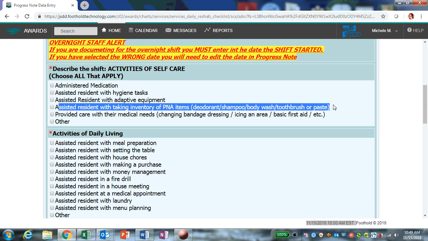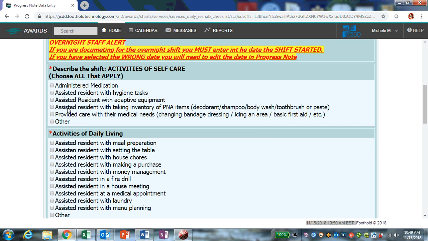If you're assisting somebody in the shower, you're using the shampoo and the conditioner, and you notice that the shampoo is getting a little low, check to see if they have any more shampoo. If they don't, guess what? They're going to need more shampoo. So you're going to want to indicate that. Okay. Assist resident with adaptive equipment.